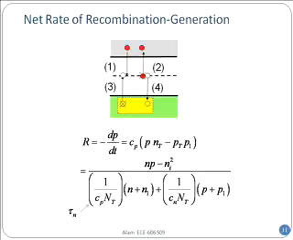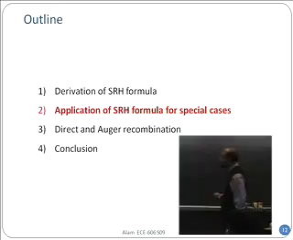And instead of carrying it around, we'll call this whole quantity tau sub n. This is the minority carrier recombination time for electrons, and tau sub p, this whole thing in the bracket, just to make it look nice. And that is the whole recombination time. Okay, derivation done. Let me show you a few examples of how to use it.